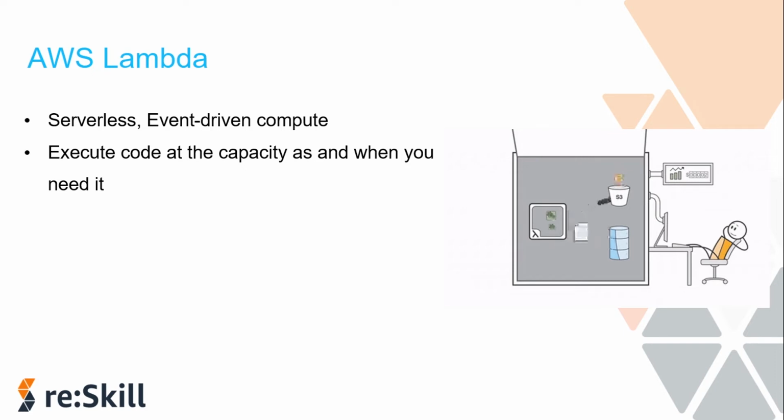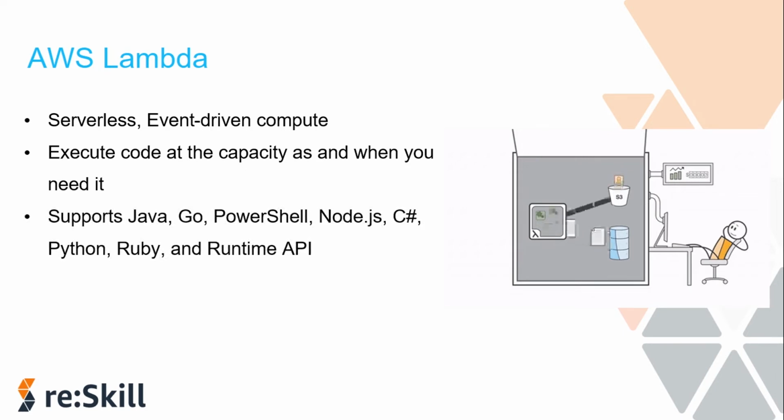AWS Lambda natively supports Java, Go, PowerShell, Node.js, C#, Python, and Ruby code, and provides a runtime API that enables you to use any additional programming languages to author your functions as well. Custom runtimes means you can implement a Lambda runtime in any programming language, and you can include a runtime in your function's deployment package.